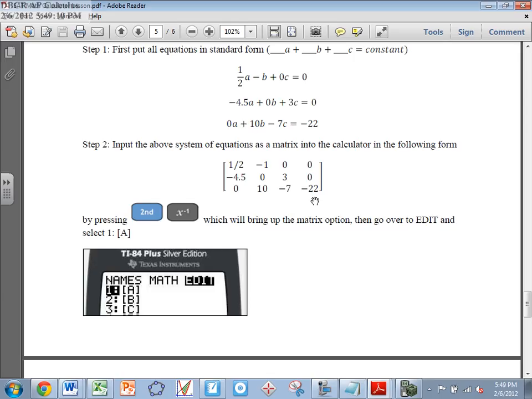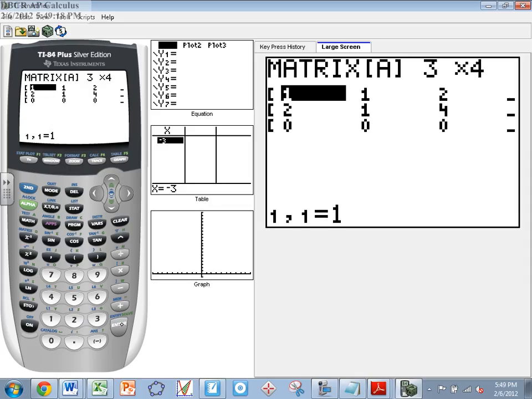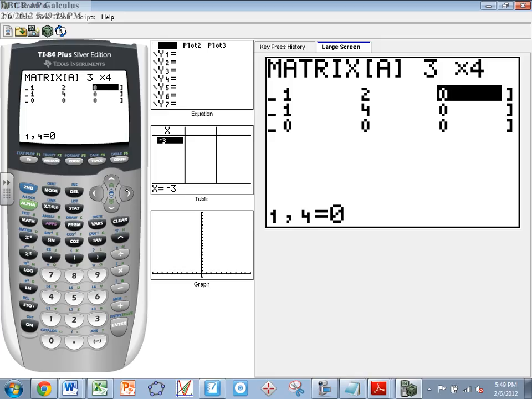So I go into my calculator. I see it's 2 by 3. Okay, so type in 3, enter. Move over, 4, enter. Well, it looks like a 3 by 3 to me. I see that there's 1, 2, 3 looking columns, and it looks like 3 rows. But if you press the right arrow key, you will notice that it goes over to another column. So there really are 4 columns here.